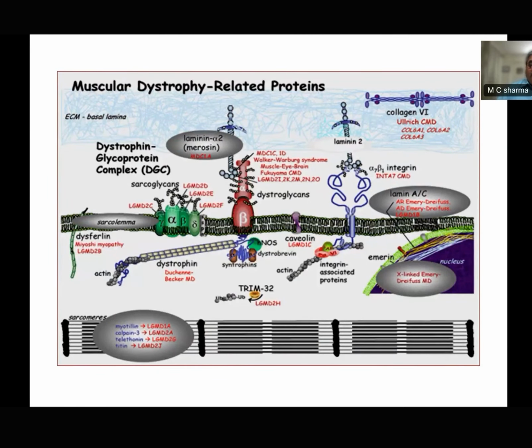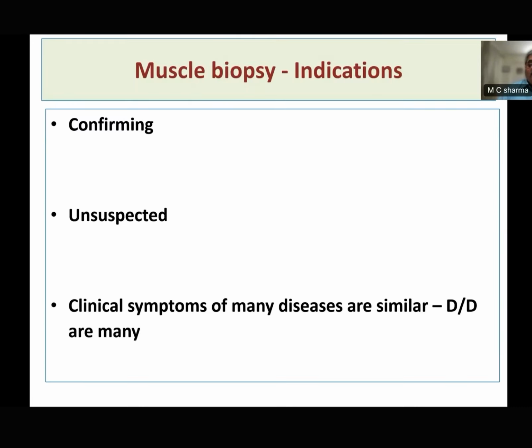But we know that after the discovery of the dystrophin gene and protein, a large number of genes have been discovered, especially with NGS now. I compare muscle diseases with the lymphomas, where every day there are new entities added. The number of disease-causing genes is increasing, so it is very difficult to remember. I'll come to some of those points.